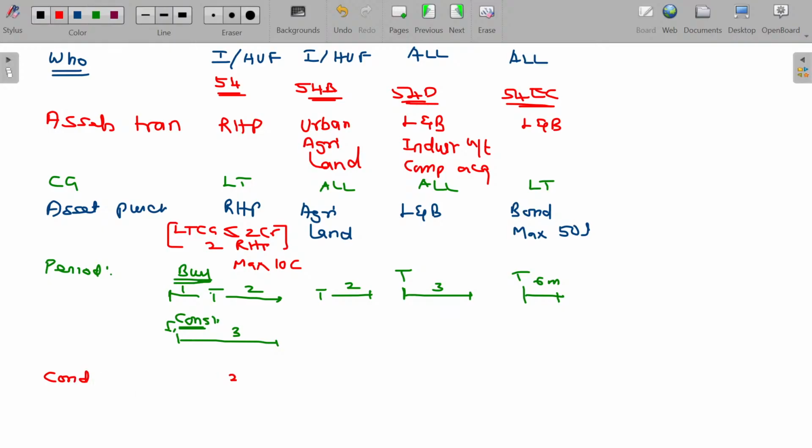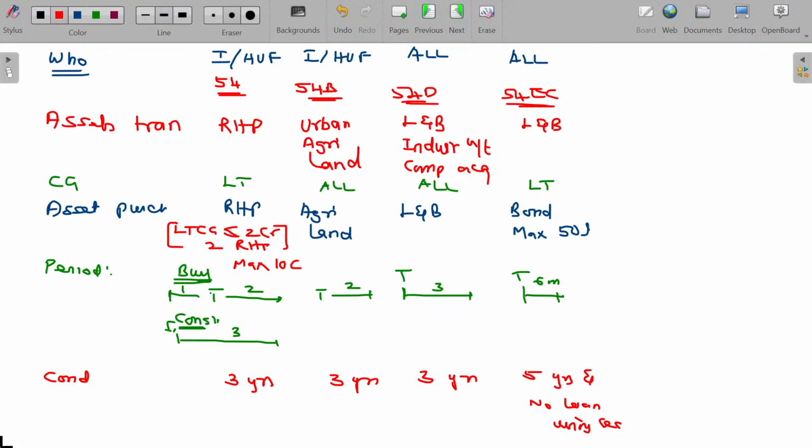Now, what is the condition? The new asset should be held for 3 years. Here, 5 years. And one more condition: no borrowings by keeping this bond as security, no loan using this bond as security. These are the predominant cases you have to keep in your mind.